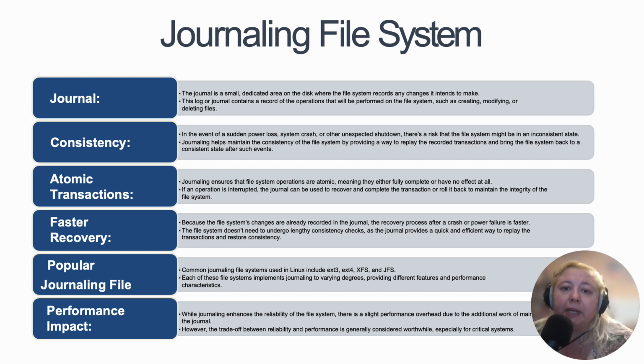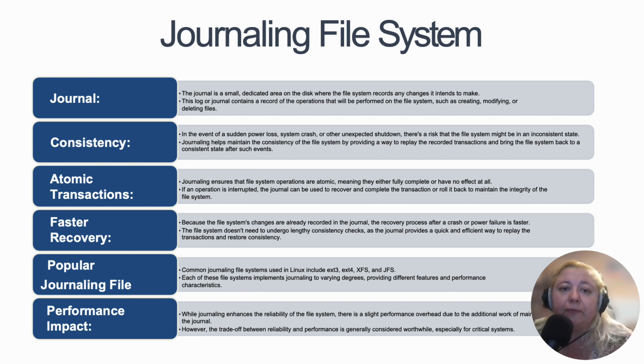In the event of sudden power loss, system crash, or other unexpected shutdown, there is a risk that the file system might be in an inconsistent state. Journaling helps maintain the consistency of the file system by providing a way to replay the recorded transactions and bring the file system back to a consistent state after such events.